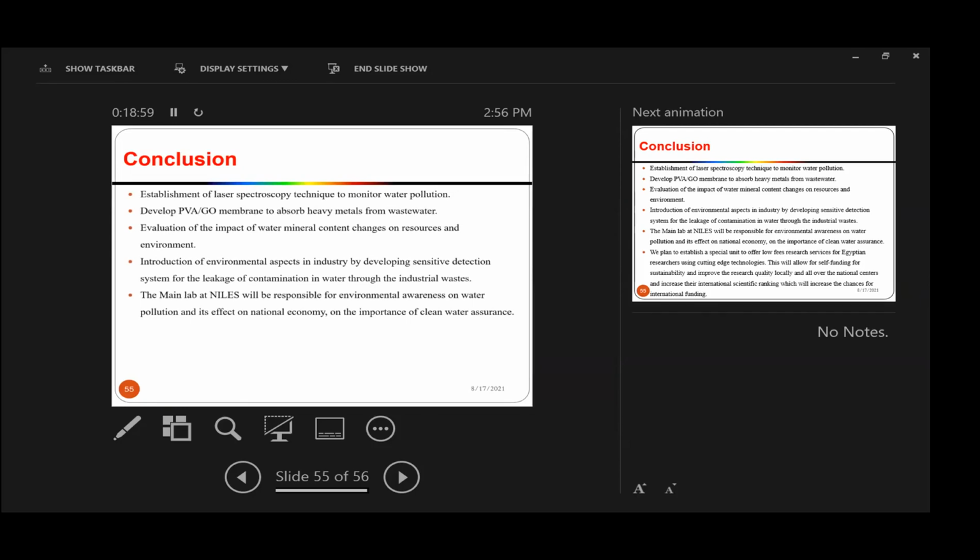In conclusion, we have established a laser spectroscopy technique to monitor water pollution. We developed a BVA graphene oxide membrane to absorb heavy elements from wastewater. Of course, we will evaluate the impact of water mineral content changes on resources and the environment, and introduce some environmental aspects in industry by developing a sensitive detection system for leakage of contamination in water through industrial wastes. Our main lab at NILES will be responsible for environmental awareness on water pollution and its effect on the national economy, and on the importance of clean water assurance.